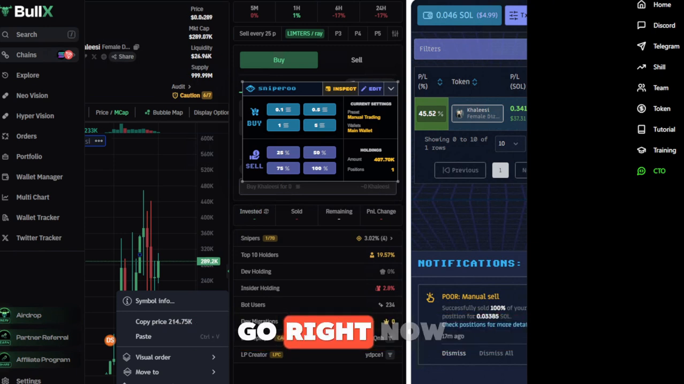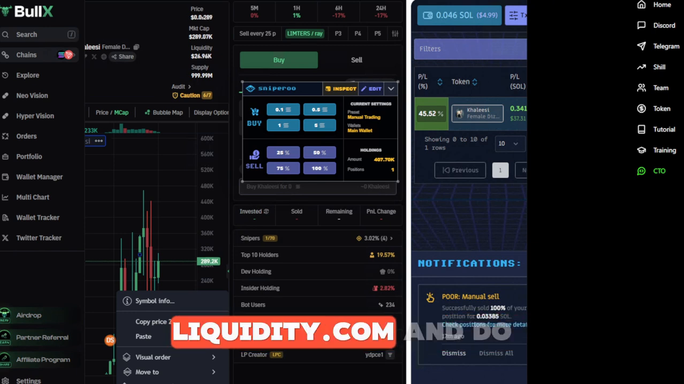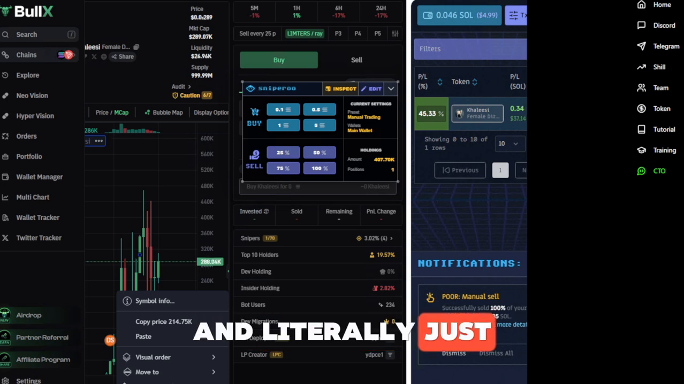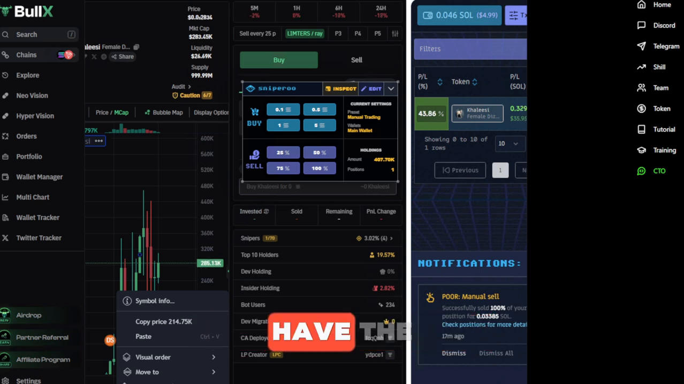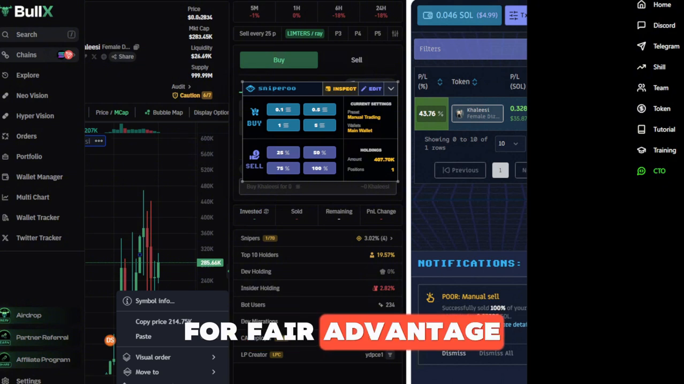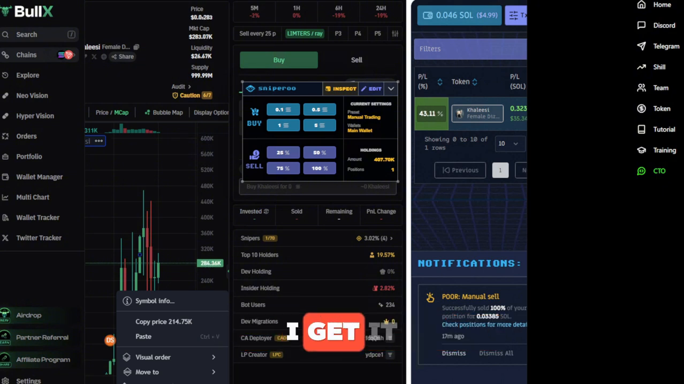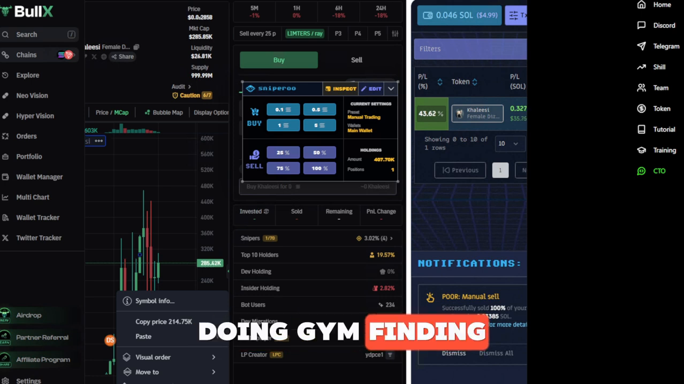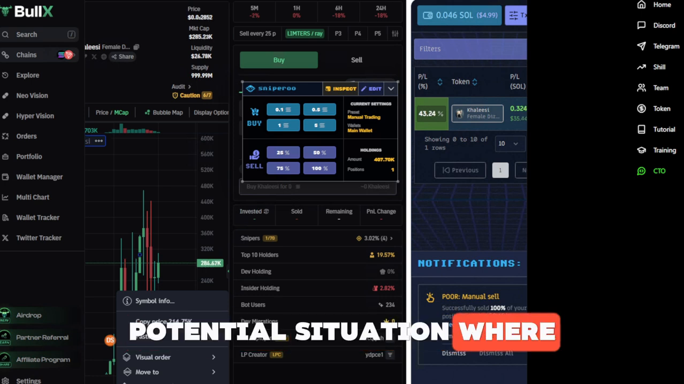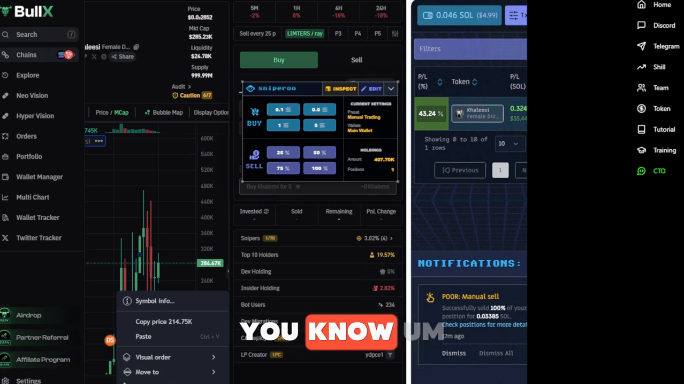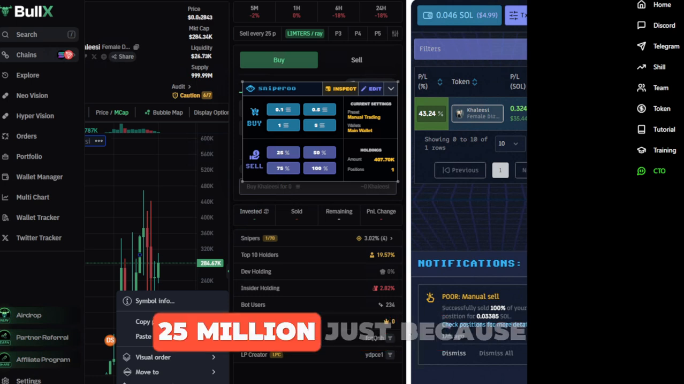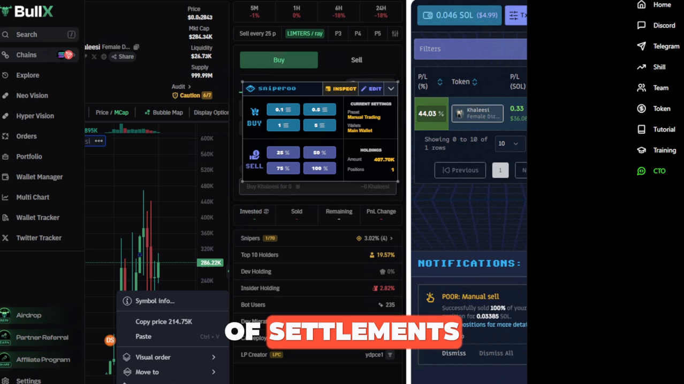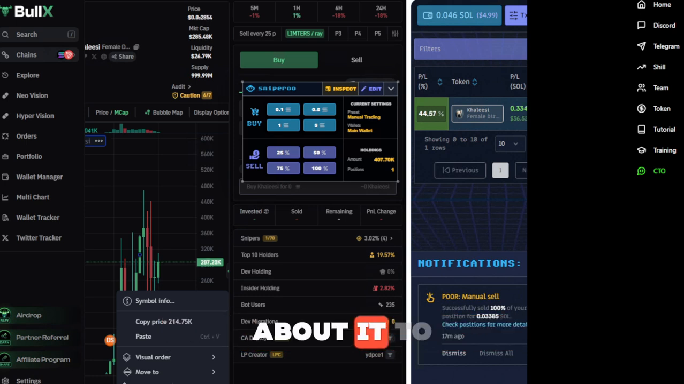You can go right now to exitliquidity.com and do as I'm doing right now and just find gainers and have so much fair advantage. It depends on what you want to do. If you want to be scalping, I get it, you could be a scalper. If you want to be a gem finder like I'm doing right now, this is a potential situation where this can go up to 5, 10, 15, 25 million just because of the settlement it has, the verifications of people that are talking about it, and the KOLs are now bringing their exit liquidity in it.